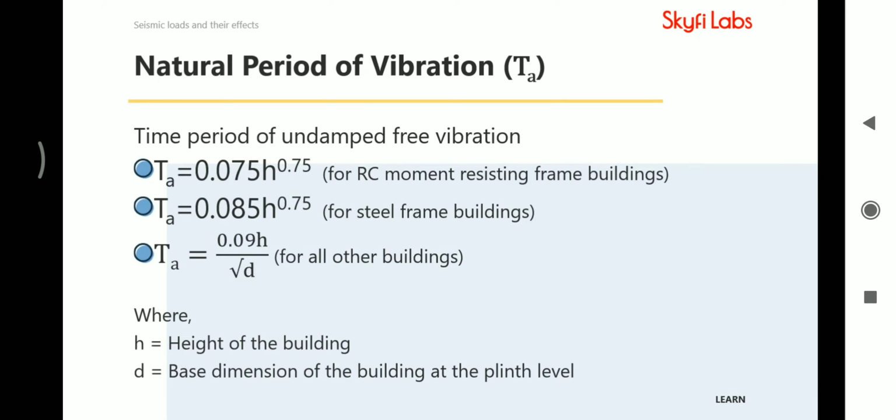Ta is the fundamental natural period of vibration in seconds of a moment resisting frame building. Use the displayed formula to calculate the value of Ta.